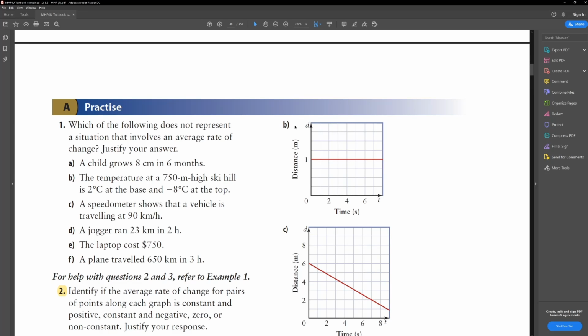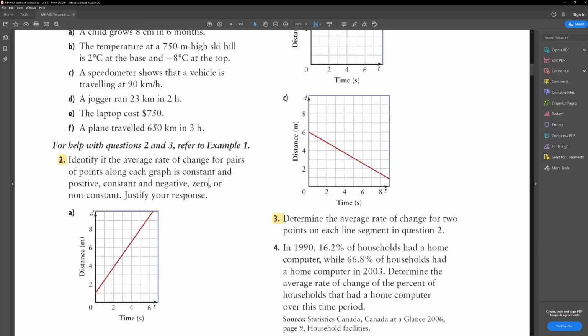Now for B, as we said, the slope of the line is 0, so we know that the y values are always the same, therefore your numerator would always be 0, therefore the AROC value would always be 0.